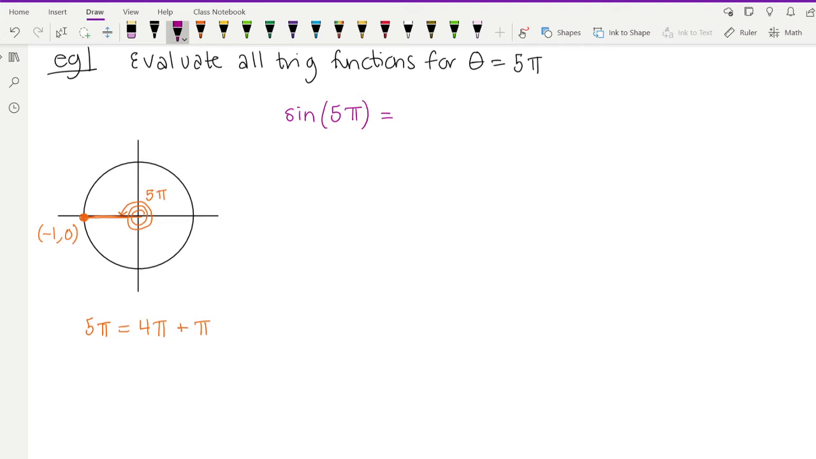Well, sine of 5 pi is going to be the y-coordinate of the terminal point. So what is the y-coordinate of the terminal point? In this case, it's 0. And so that's it. Sine of 5 pi is just 0.